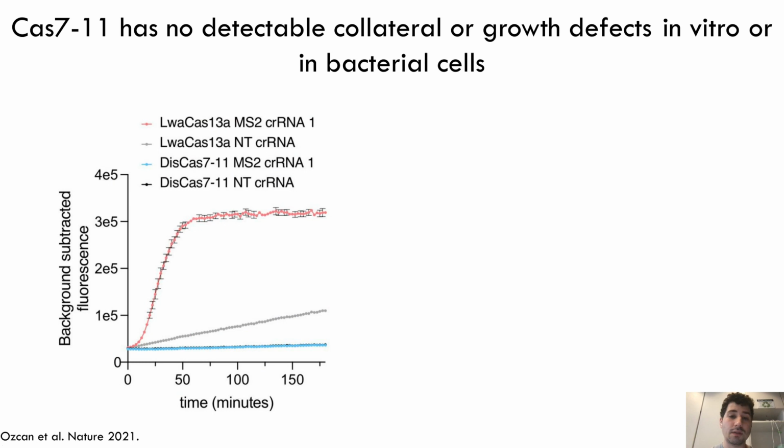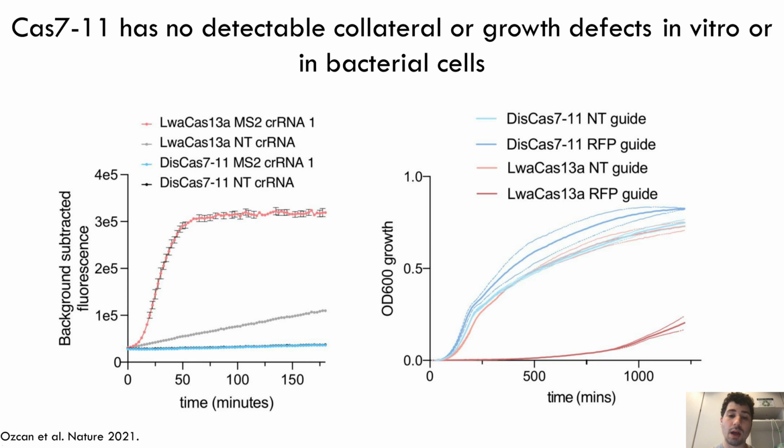Secondly, if you look at the effects of this in E. coli, when you do targeting with LwaCas13a, you get a reduction of growth. So if you have the RFP targeting guide there, when you're cutting in these E.